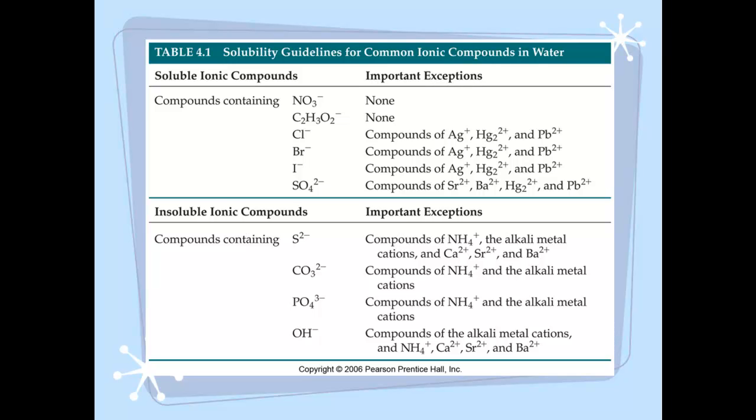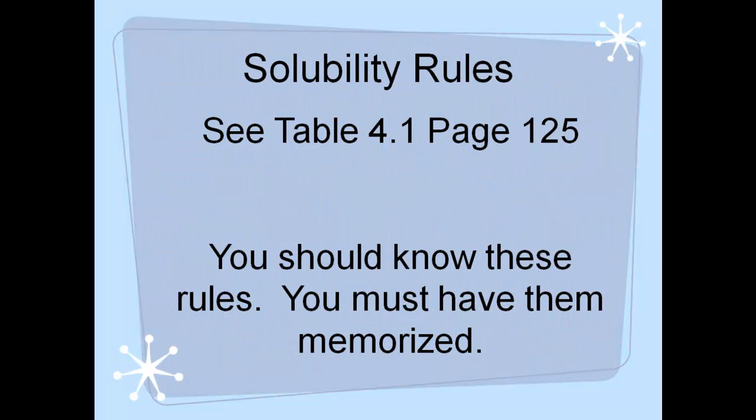So it's very important that you are able to read this table, but it's also very important that you have it memorized. You need to be able to know what will bond with what to determine whether or not the product will be a solid or if it will remain in aqueous form. It's going to be extremely important for later on in the video. So make sure that you have your book out and you have page 125 open and looking at table 4.1 as we go through the video.